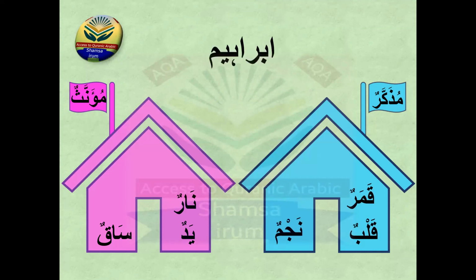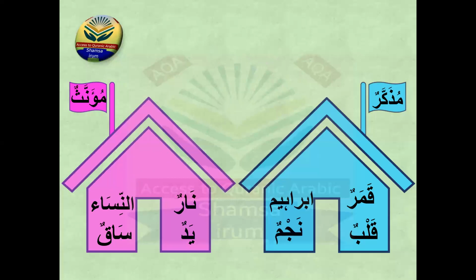Next one, Ibrahim. So I know you will say quickly that it is a boy name, so it will go into the real masculine. So it will go in the masculine house because it's a boy name. Anisa, Anisa means woman. Anisa is also the name of the surah. So the meaning is a woman. So it will go in the category of feminine house.